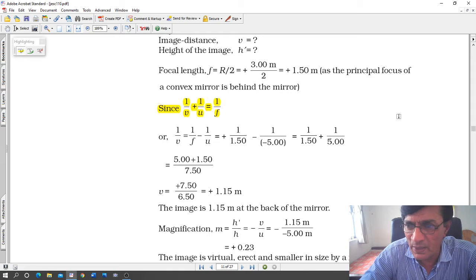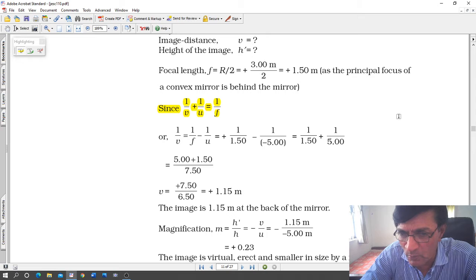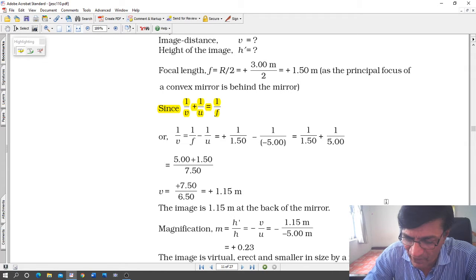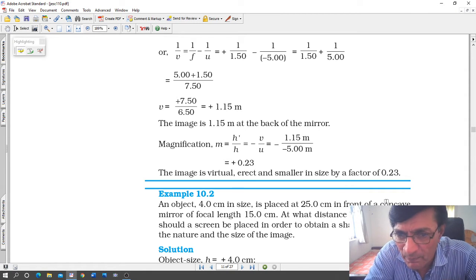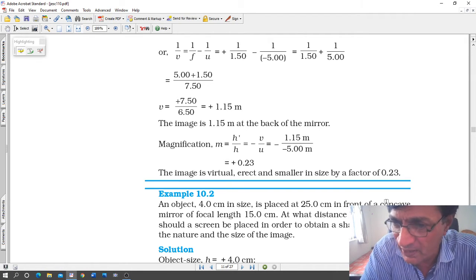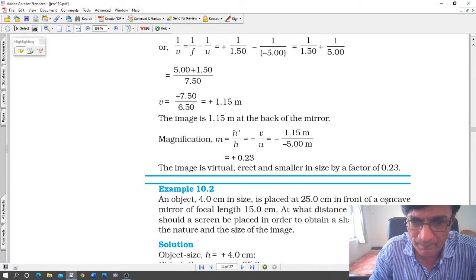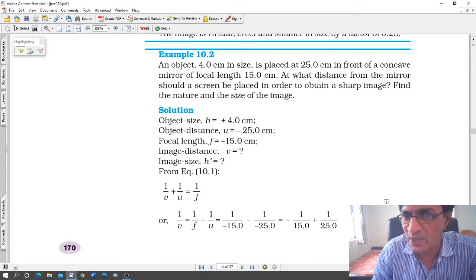The mirror formula is applied here, and from this you can calculate v. Again, I will show this on the board. v is equal to 1.15 meters. So the image is formed at a distance of 1.15 meters, and then magnification can be calculated using the formula h dash upon h, and you get magnification plus 0.23. Plus magnification indicates convex mirrors, that is, a virtual image. If you get a negative value of magnification, it is a real image, and therefore it could be either of the two.